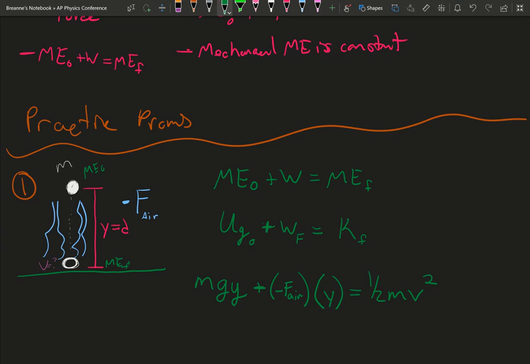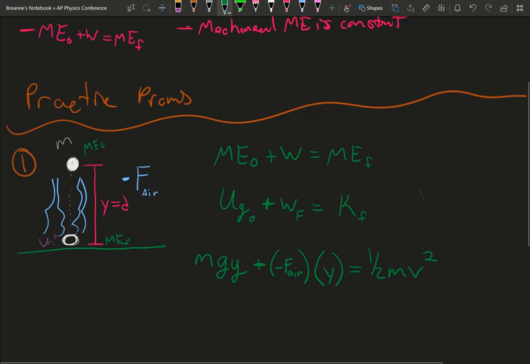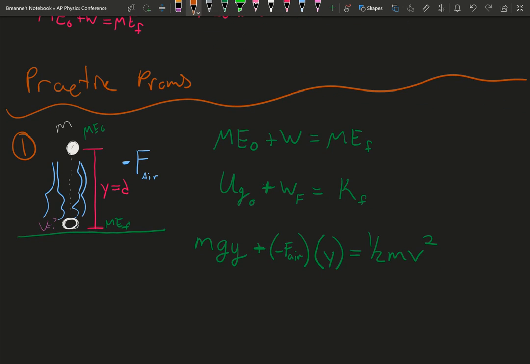So there you go. That's the big difference between the problem before and the problem after. Before, it was just your potential at the top equals your kinetic at the bottom, but adding air resistance or air friction in the mix, they're not equal anymore.